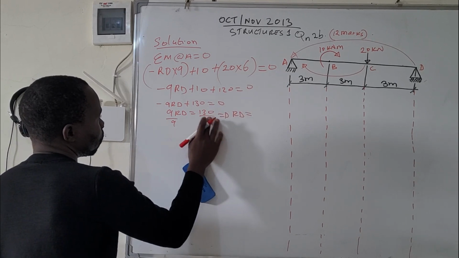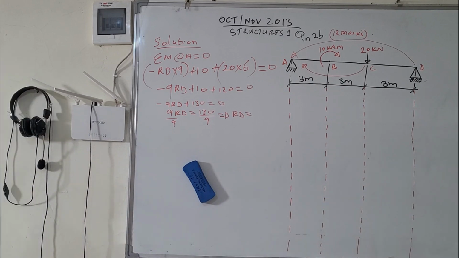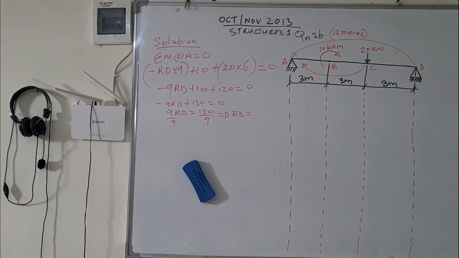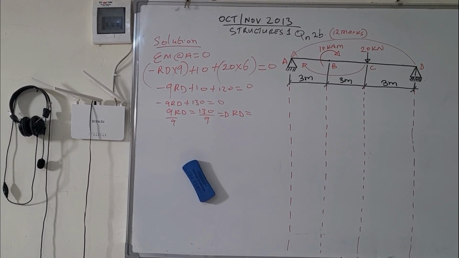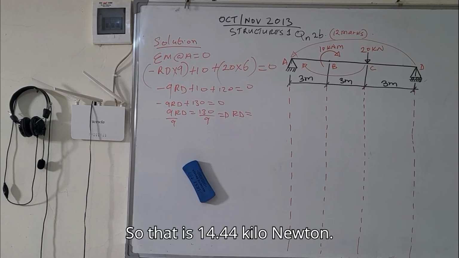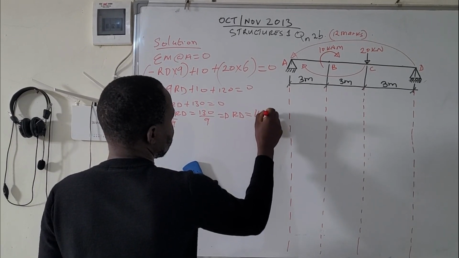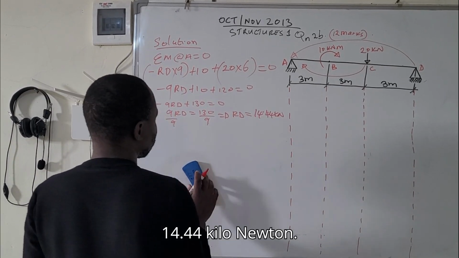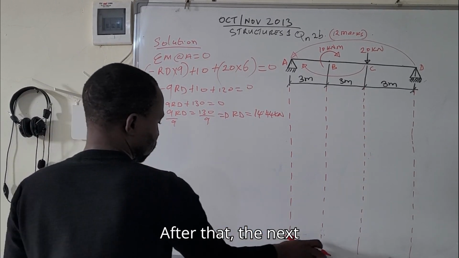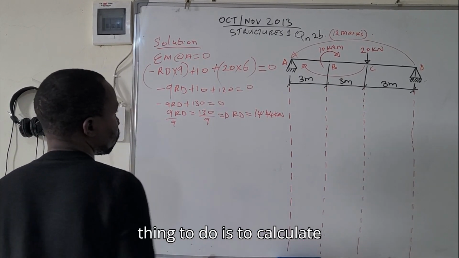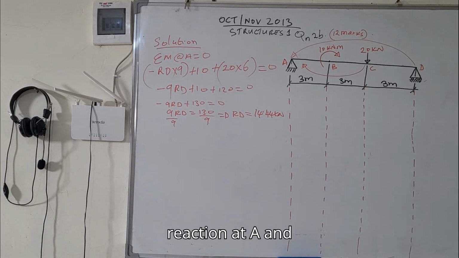RB equals to, check your calculator, so that is 14.44 kilonewton. That is 14.44 kilonewton. After that, the next thing to do is to calculate the reaction at A.